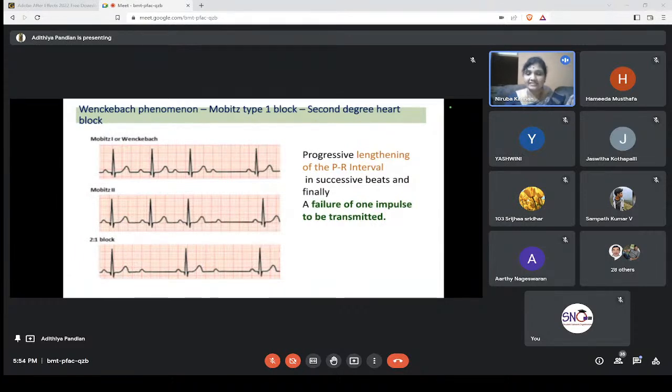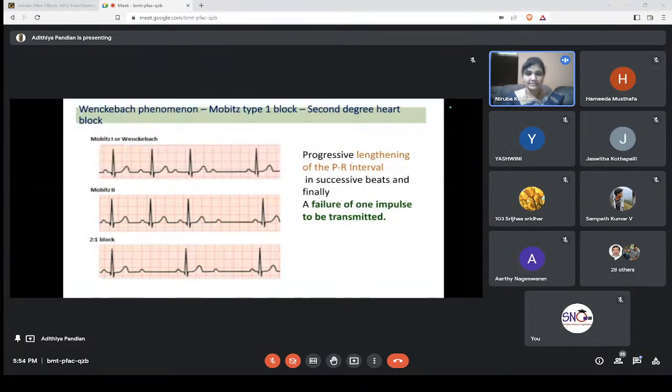Wenckebach's phenomenon, as we read in the previous two slides, is a Mobitz type 1 block, which comes under second degree heart block. It's a very important PG question when they ask, so I put it up as separate. Wenckebach's phenomenon is Mobitz type 1. There is lengthening of the PR interval, and as the beats go on, in 3 successive beats there will be a failure of one impulse to be transmitted.